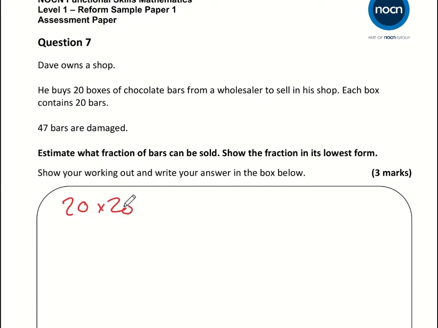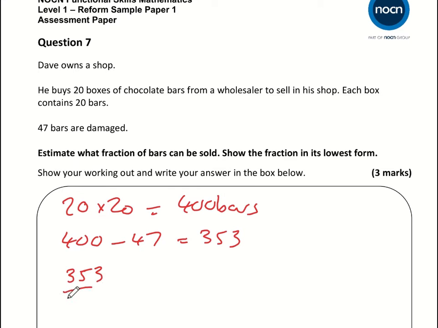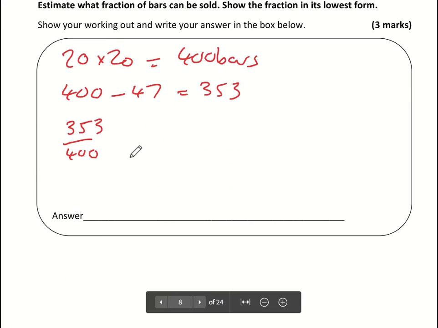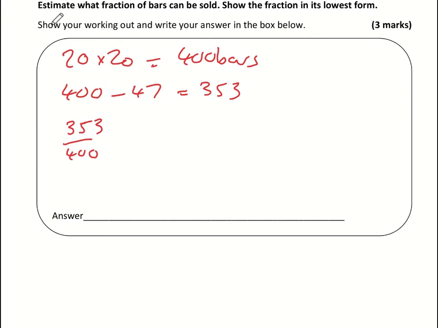Well, it's going to be 20 times by 20, which is 400 bars. Now, 47 are damaged, so therefore 400 minus 47 are not damaged, and that comes to 353. So what we know is that 353 out of 400 can be sold. So that is the exact fraction, but it does say estimate, so we can just say that that is approximately the same as 350 out of 400, which we can simplify to 35 out of 40, just chop a 0 off the end. Basically we've just divided the top and the bottom by 10.